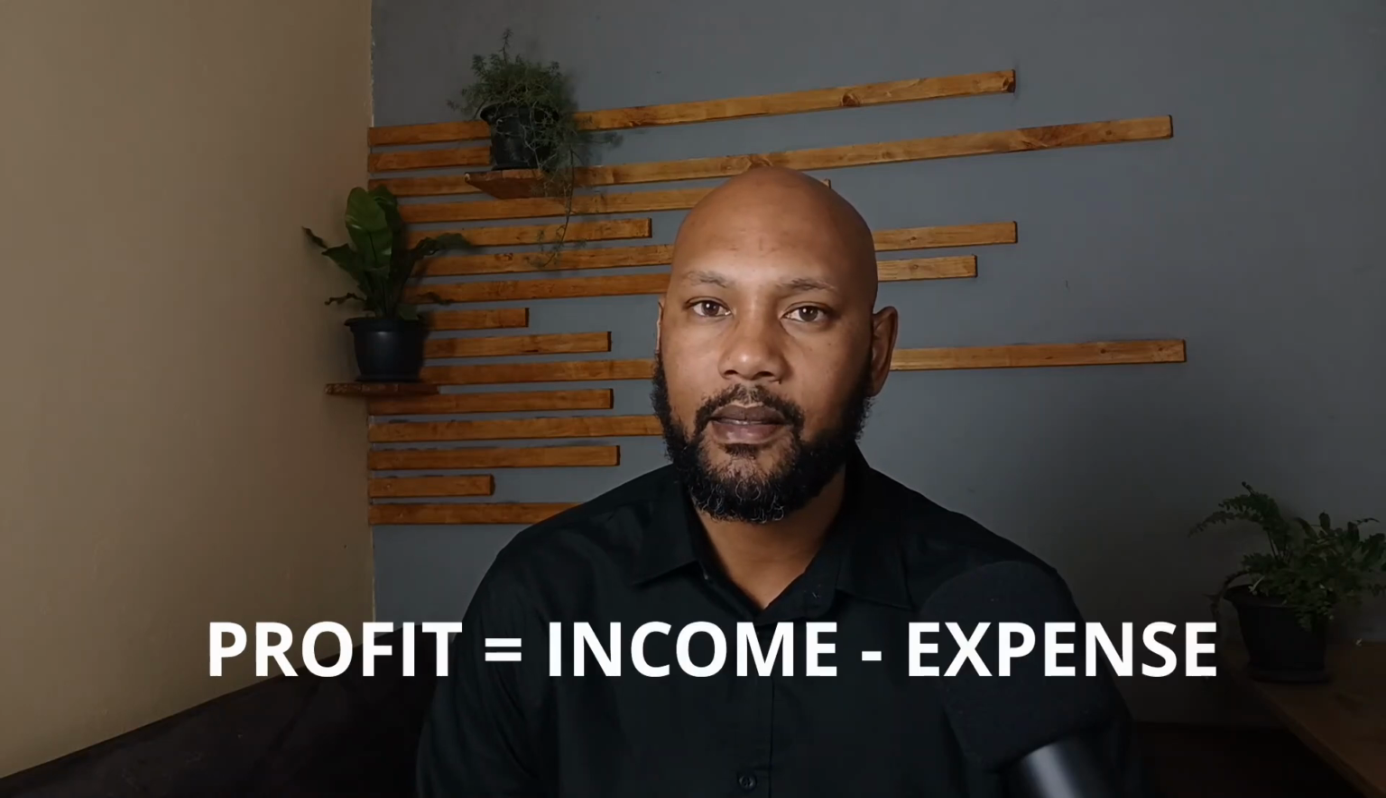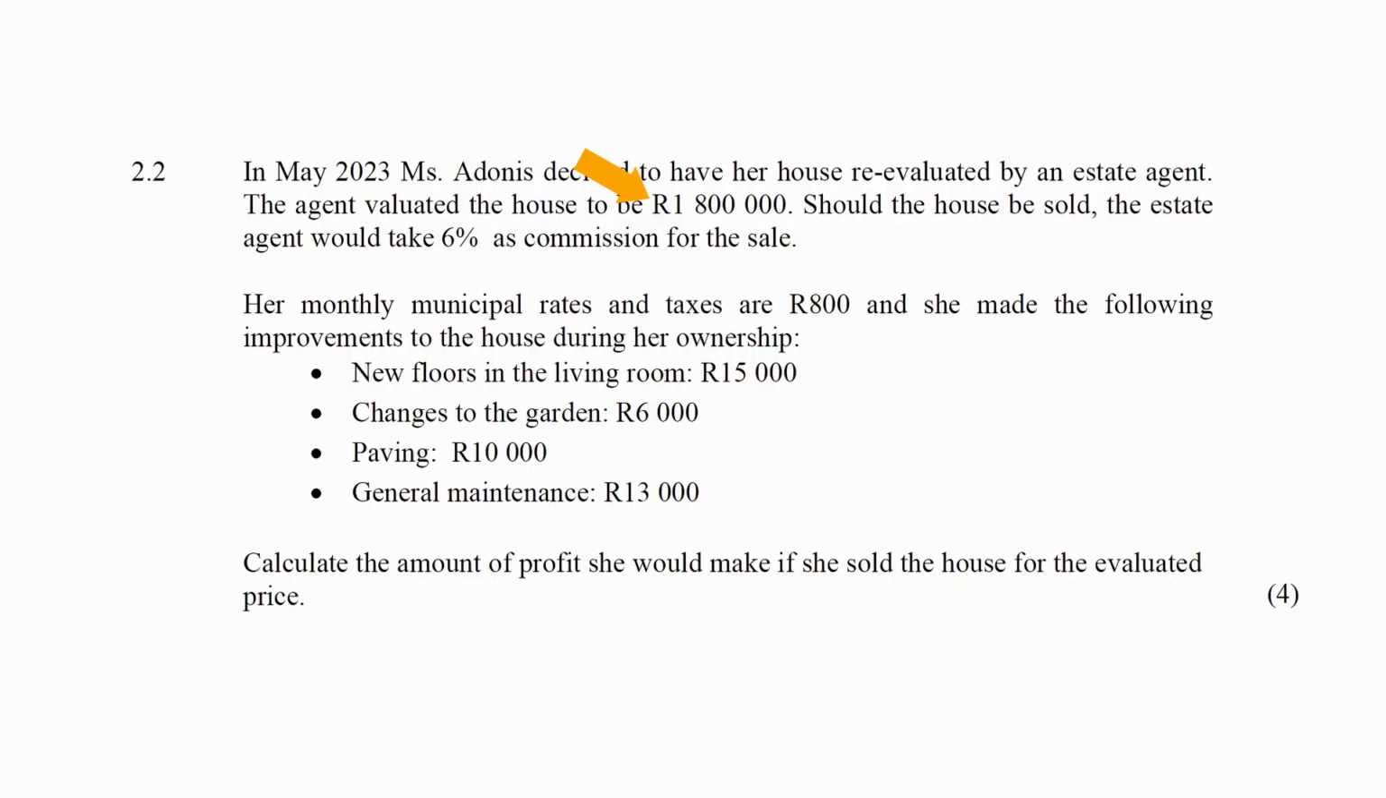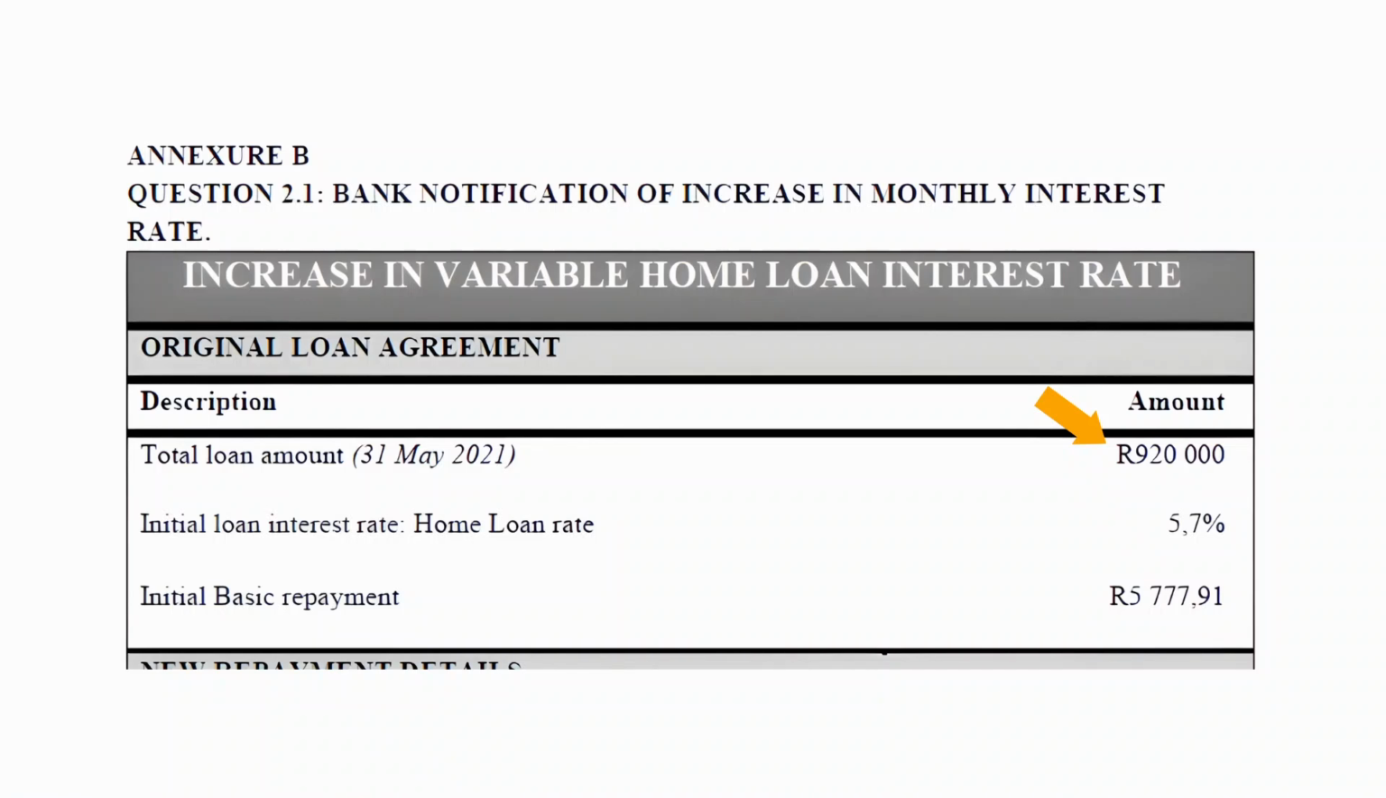Now we should note that the profit is the positive difference between income and expense. In this case, the income is the selling price of the house of 1,800,000 Rand. The expense is the total amount of the commission for selling the house, the total municipality rates and taxes, the improvements made to the house, and the loan amount of 920,000 Rand.